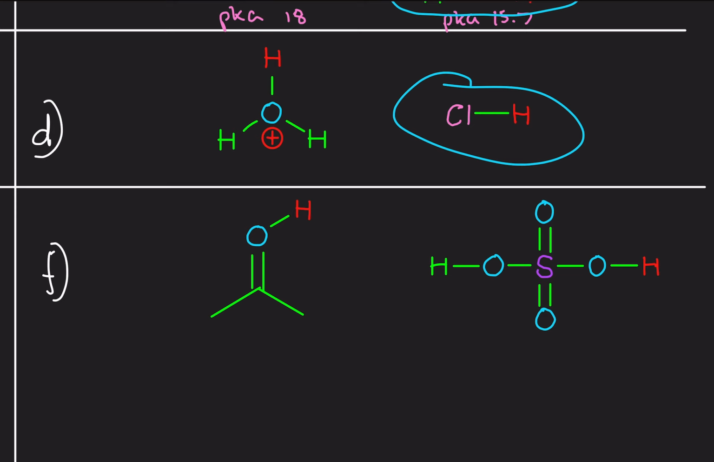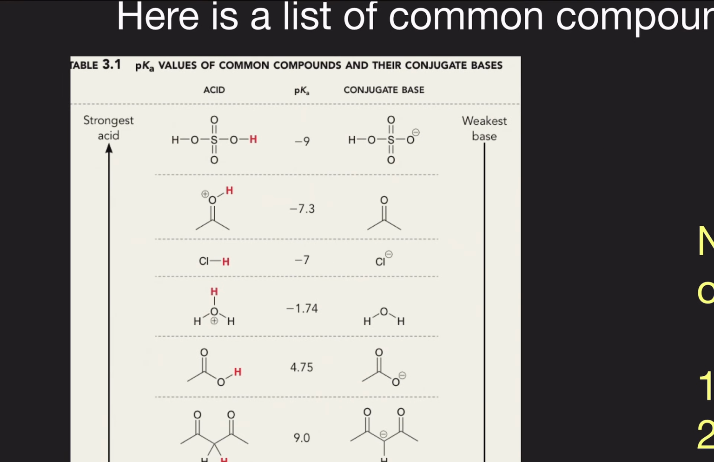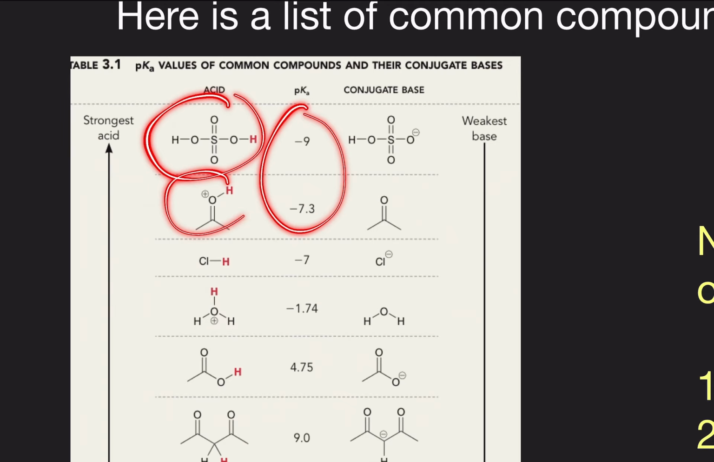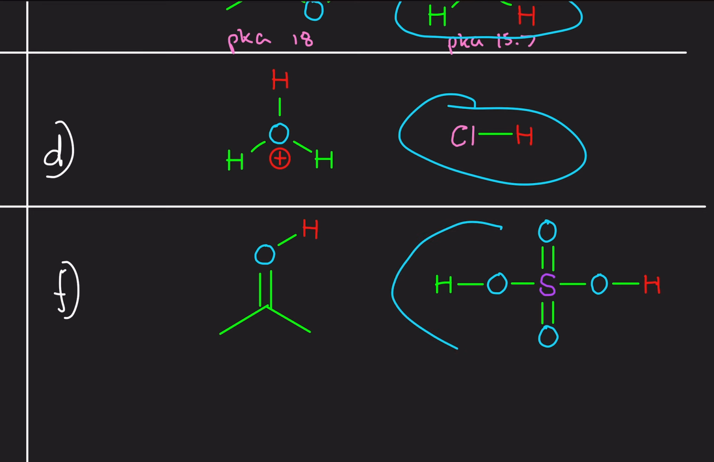These pKa's are actually quite close. If you look at the table, -9 versus -7.3. So this is more acidic. But if we're to go off of electronegativity, notice that we have 4 oxygen atoms versus 1 oxygen atom. So this is more electronegative. If it's more electronegative, that means it's more acidic.